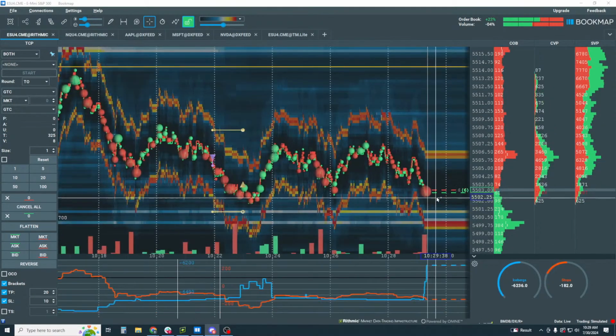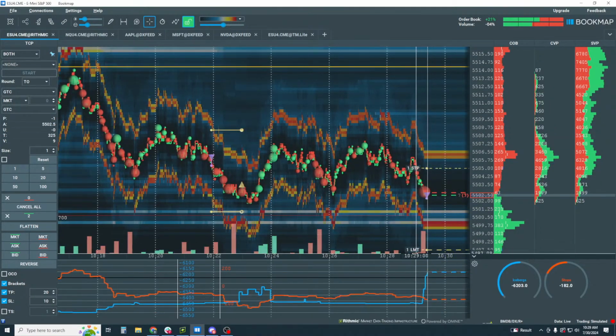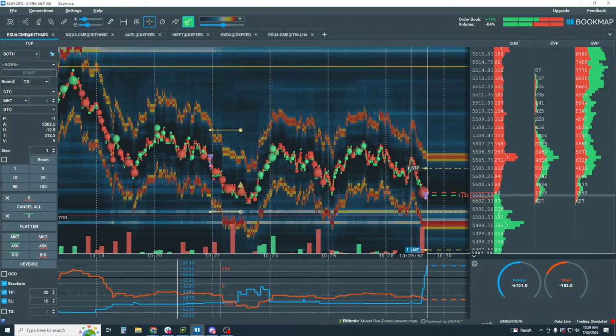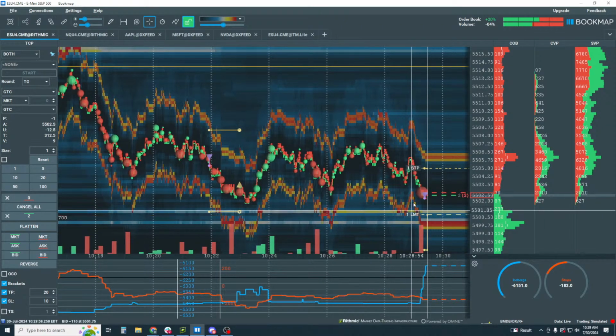All right, well, here's another quick little scalp right here. And I'm just looking to take it into the liquidity here, or the figure down here.